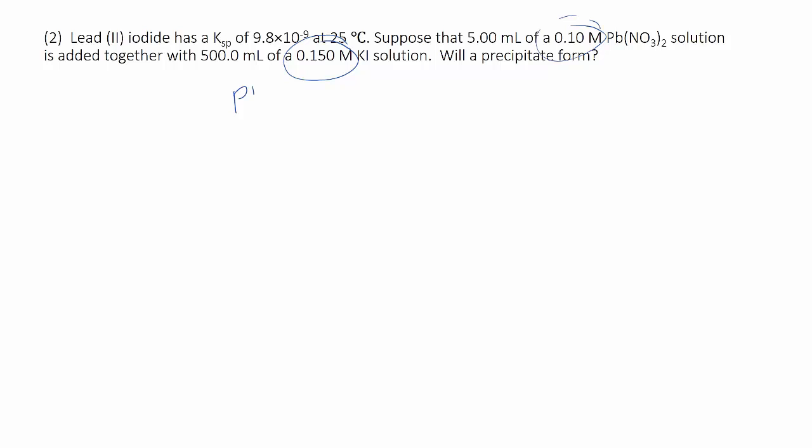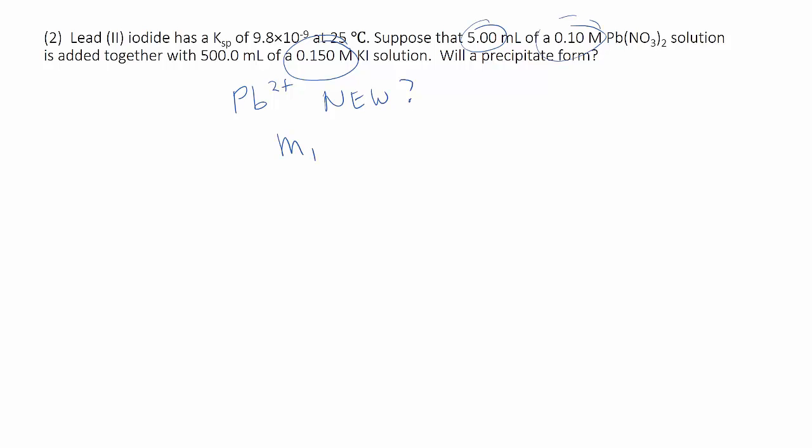In other words, the lead ion concentration started out as 0.10 molar, but it won't remain that way. We're taking 5 milliliters and diluting to a volume of 505 milliliters. So what we're going to have to do is find the new concentration. And so what is that?